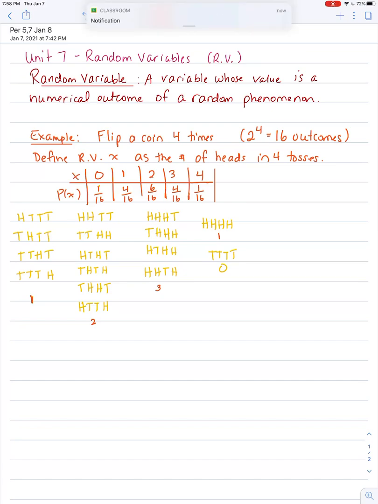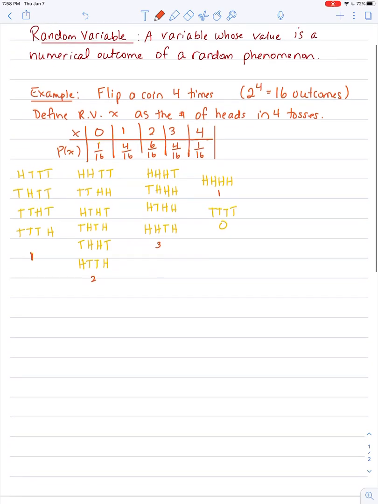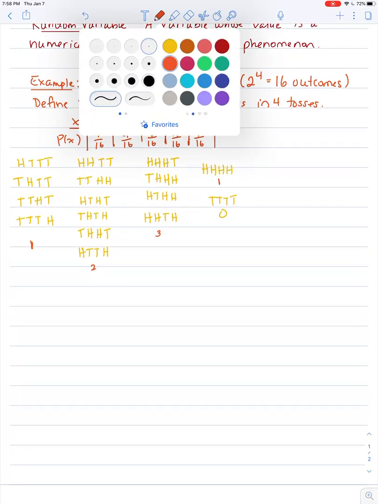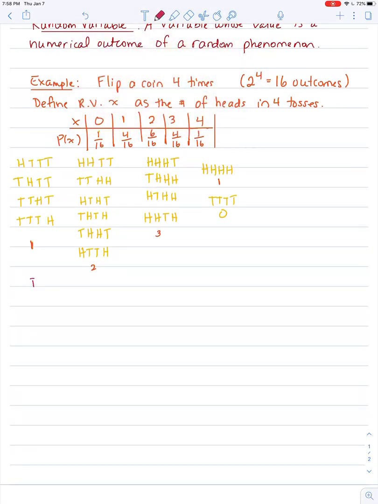All right, so that's the table that you make to figure this out. Usually then you figure something out, but all right, move on. The next thing we're going to talk about are called discrete versus continuous random variables.